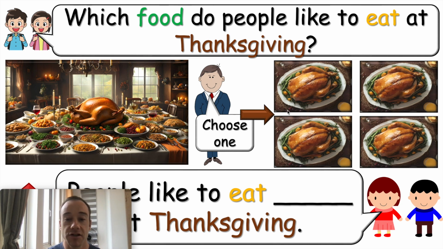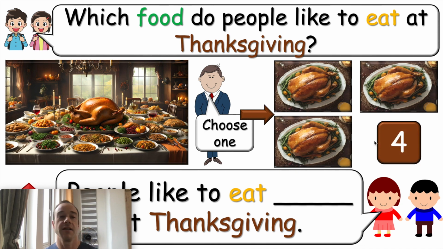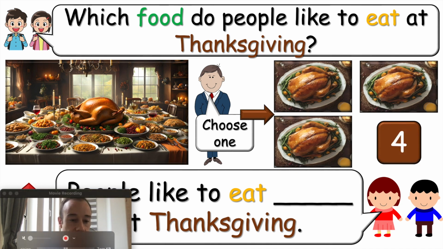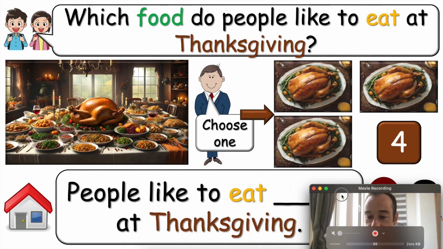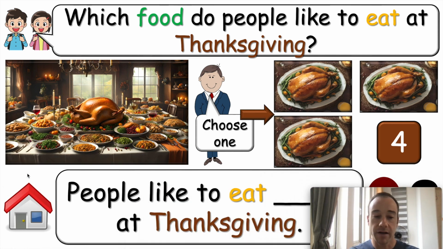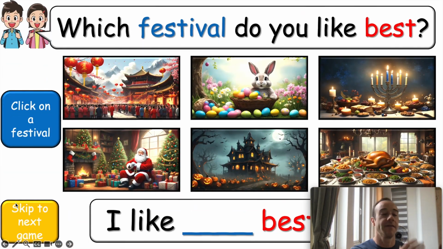Now it says choose one. So they choose one of these. They say, I want this one. They choose that, and they get 4 points. I'm going to move myself to the other side here because I need to be able to click the home button. After they get their points, click the home button. That student sits down, call on another student from another team, and rinse and repeat the same process.